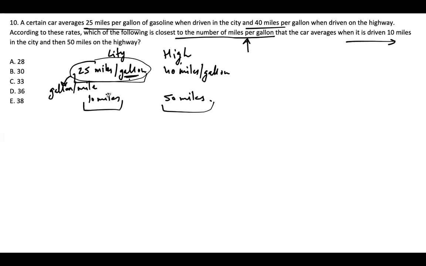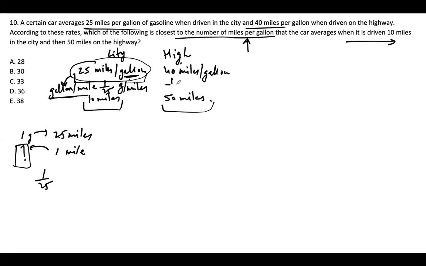If I'm saying in 1 gallon you're traveling 25 miles, I need to convert this information into gallons per mile, the inverse. In 1 mile, how many gallons will I use? 1 gallon, 25 miles, so 1 mile would be 1 by 25. So this is 1 by 25 gallon per mile. Similarly, this will be 1 by 40 gallons per mile.